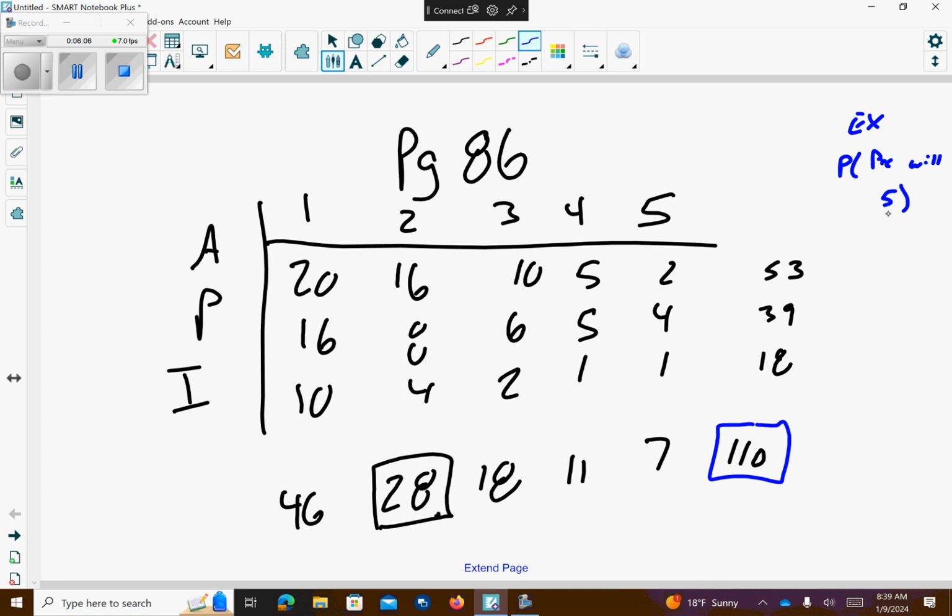Okay, so now it's going to change a little bit. How many hurricanes are in the Pacific Ocean? Category 5. How many Category 5s are Pacific? 4. Okay, so that's our numerator. But we're not going to use the 110.